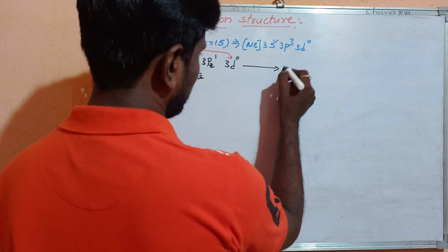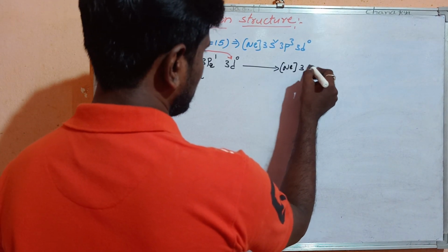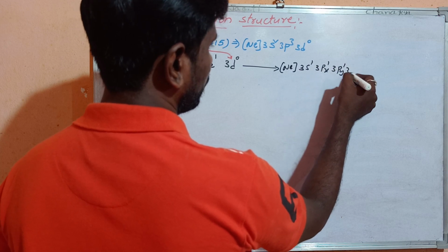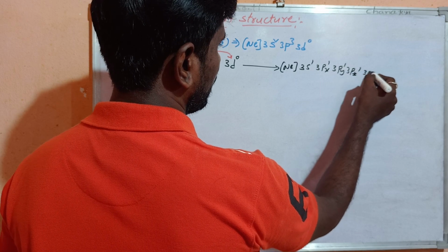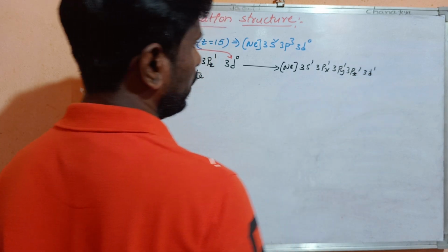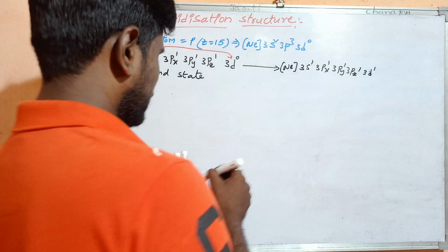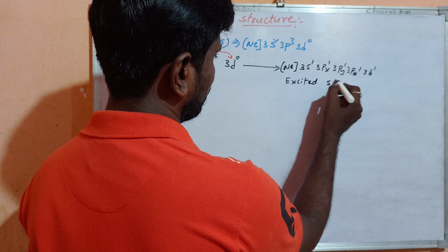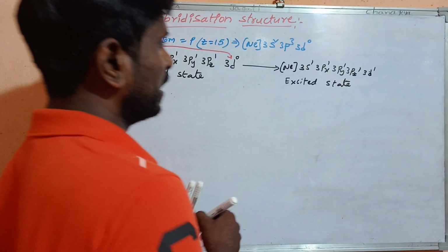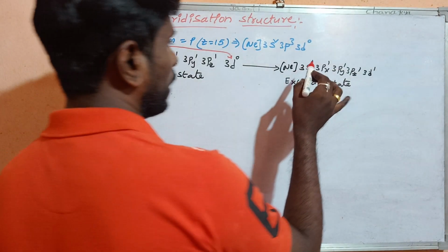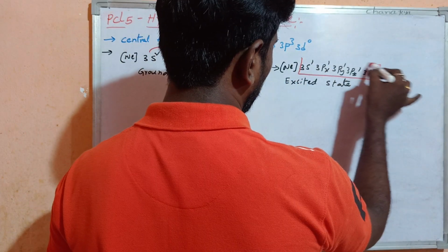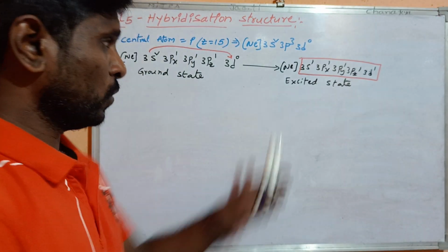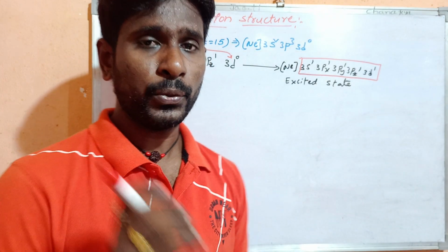Excited state: neon 3s1 3px1 3py1 3pz1 3d1. This is the excited state electronic configuration. In the excited configuration of phosphorus, we have five unpaired atomic orbitals.